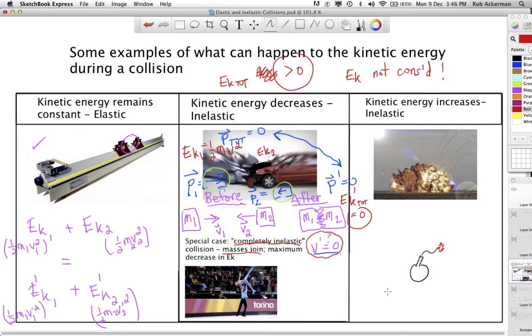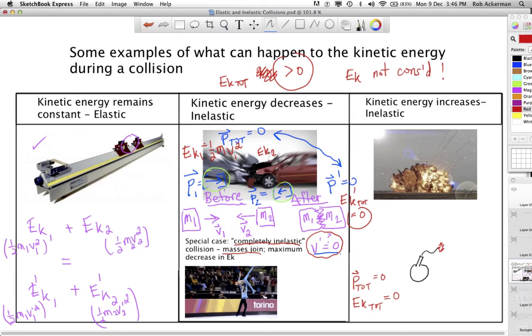In the beginning, how much EK was there? Well, actually none. The bomb was just sitting there. So EK total, all the particles that make up this bomb, in the beginning, 0. And by the way, momentum, 0, because if you're not moving, you can't have any momentum. So let's write that in.